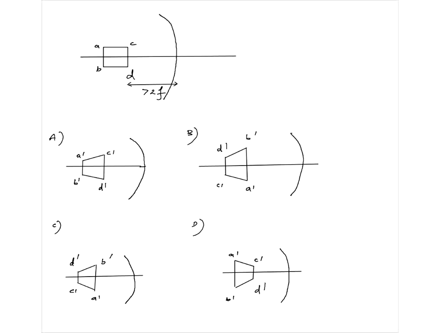Alright, which is the image? A, B, C or D? More than 2f, it's a case of magnification being negative. So yes, inverted. If you look at CD, then CD should invert. C dash should be below. That means option A is gone. Option D is gone. Uh-oh. You have chosen option D. Think again. And then we discuss.